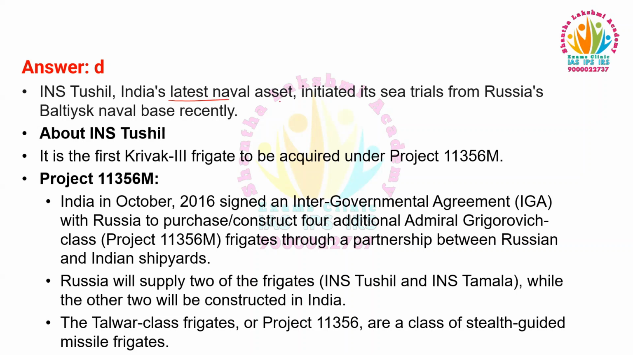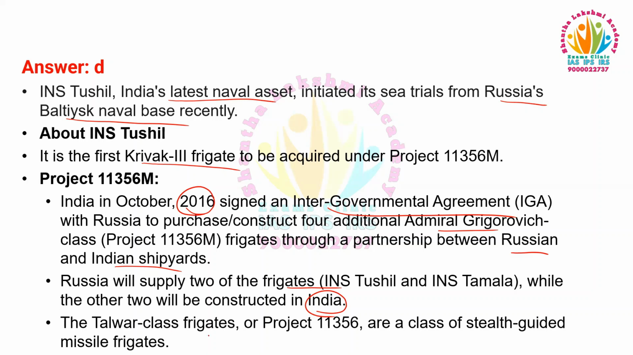INS Tushil, India's latest naval asset, initiated its sea trials from Russia's Baltic naval base recently. About INS Tushil, it is the first Krivak 3 frigate to be acquired under Project 11356M. India in October 2016 signed an intergovernmental agreement with Russia to purchase 4 additional Admiral Grigorovich class frigates through a partnership between Russia and Indian shipyards. Russia will supply 2 of the frigates, while the other 2 will be constructed in India.